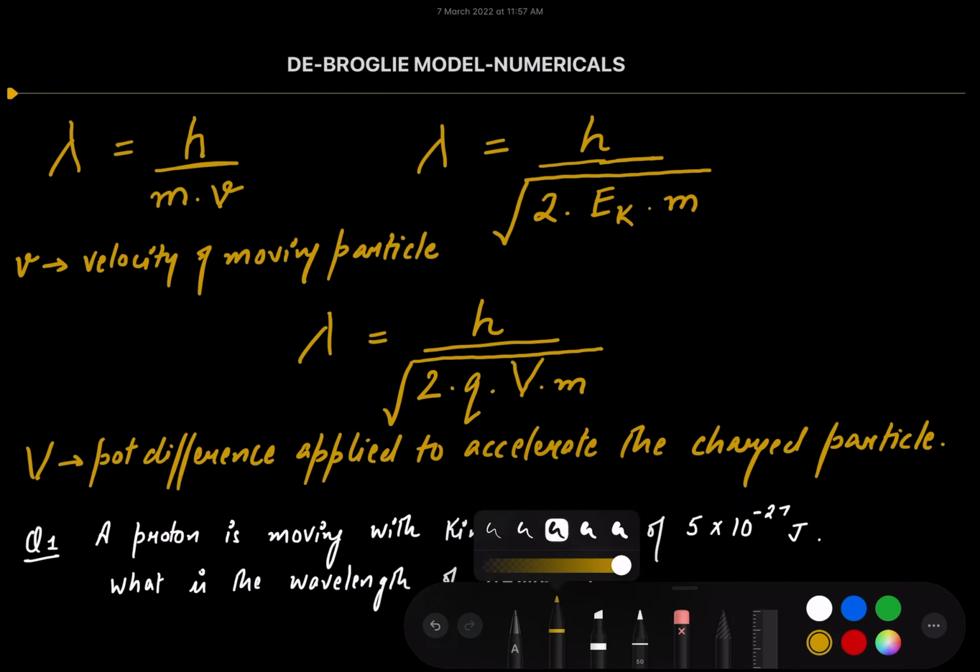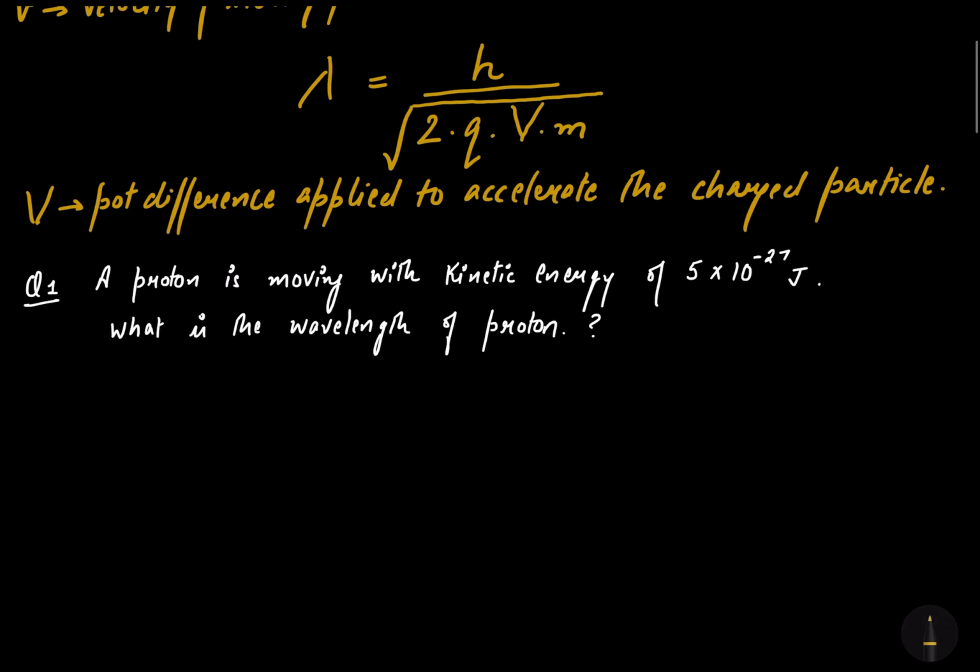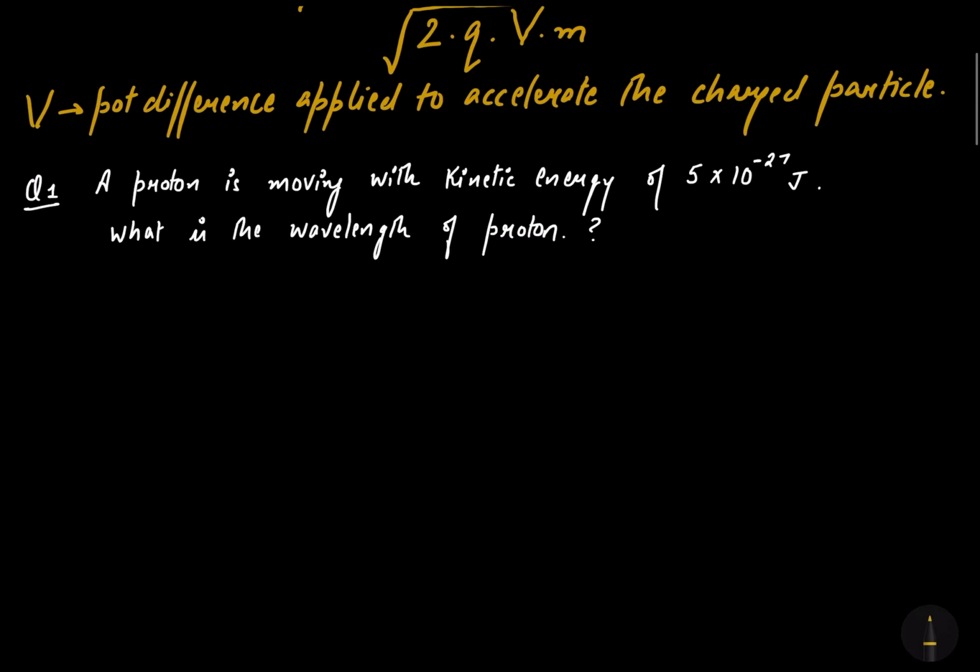So let's talk about the very first numerical. In the first numerical, the question is saying that a proton is moving with a kinetic energy of 5 into 10 to the power minus 27 joules. So here given thing is kinetic energy. The given is kinetic energy whose value is 5 into 10 to the power minus 27 joules. Kinetic energy is represented by E and the small k. We have to evaluate the wavelength of the proton.